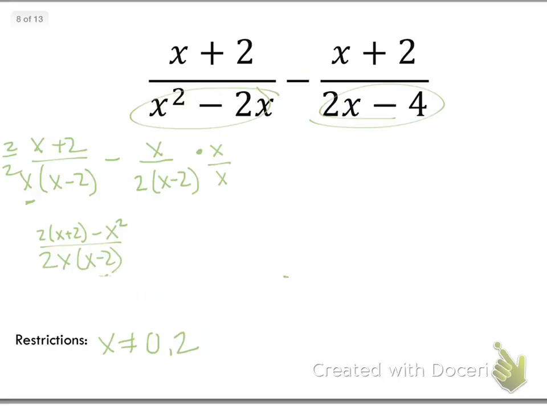Okay, so let's go ahead and simplify my top. We're going to distribute this to get 2x plus 4 minus x squared. Sorry, this was supposed to be a plus 2. So it's not going to be x squared here. Let's go ahead and go back a second, because that x has to multiply by the whole thing.